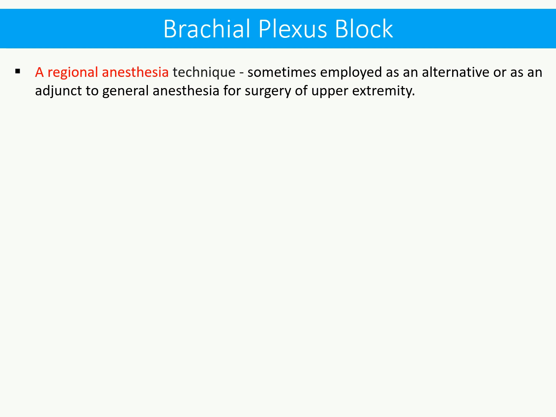Brachial plexus block is a regional anesthesia technique which is sometimes used as an alternative or as an adjunct to general anesthesia for surgical procedures to be performed on the upper limb. Brachial plexus blocks are divided into four types.